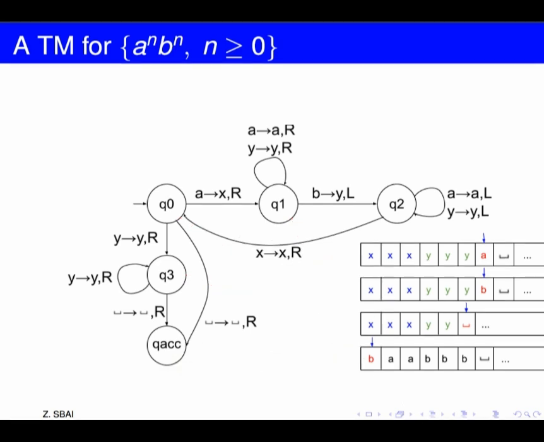In general, we will omit the state Q reject from the machine for clarity, for simplicity. We will not draw the Q reject, and implicitly any transition that is missing will be considered as leading to Q reject.